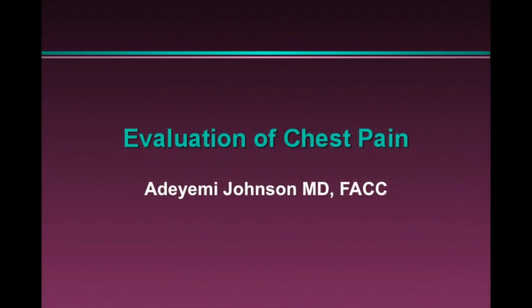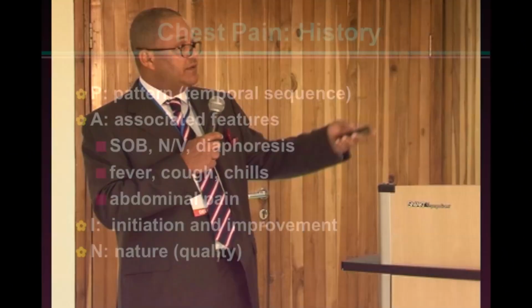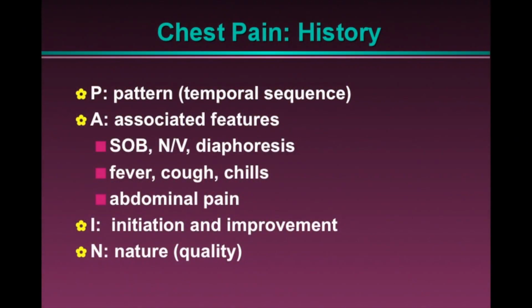So when we're looking at this chest pain, what do we look at? Now this is a mnemonic that helps us remember pain, P-A-I-N: P for pattern, A for associated features, I for initiation and improvement, and N for nature and quality. Now let me start with the nature and quality part of it.